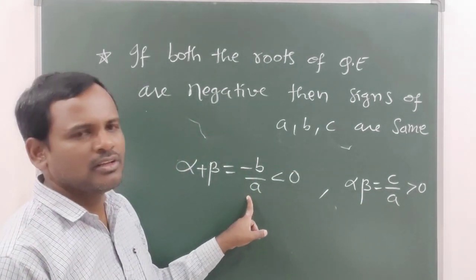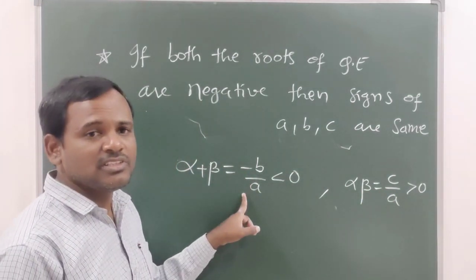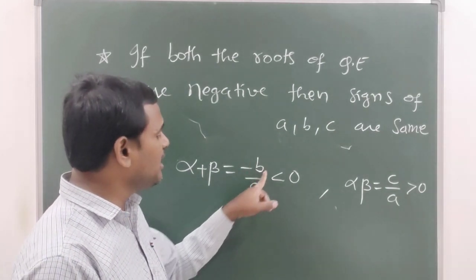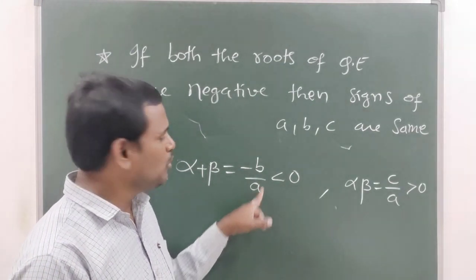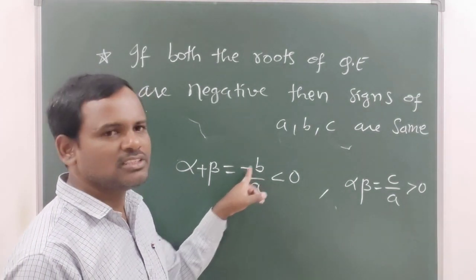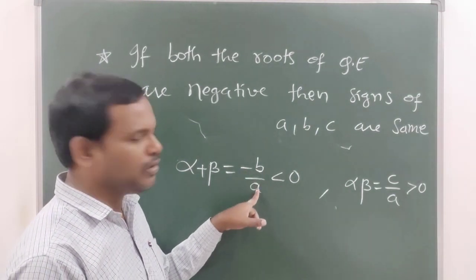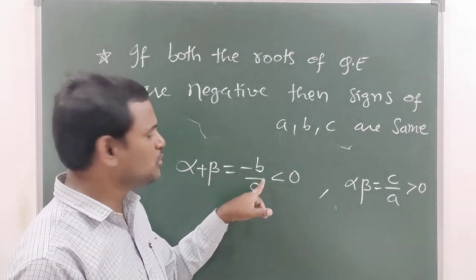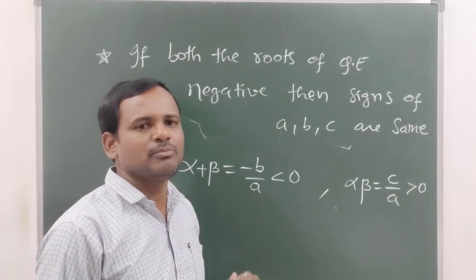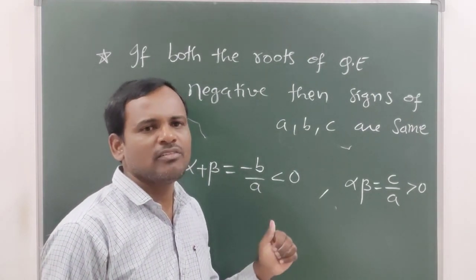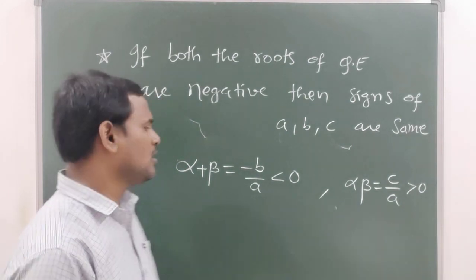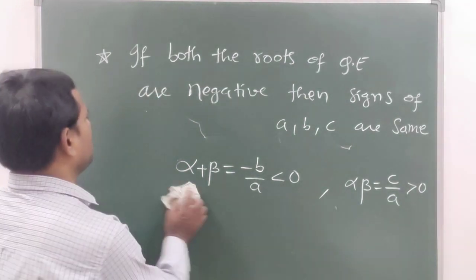Again come here. So here we should get the sum negative. When do we get the sum negative? Whenever b and a have the same sign. If it is plus and plus, the division becomes positive, and positive into minus gives negative. If b is negative and a is negative, negative by negative is positive, positive into minus gives negative. Hence a, b, and c must have the same sign. Okay students. Now let us go to one more property.